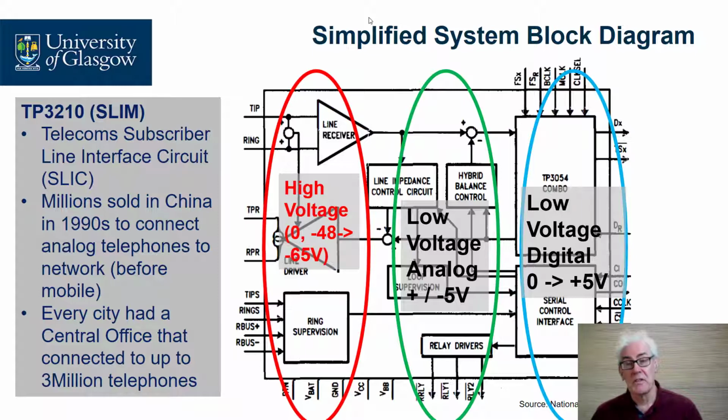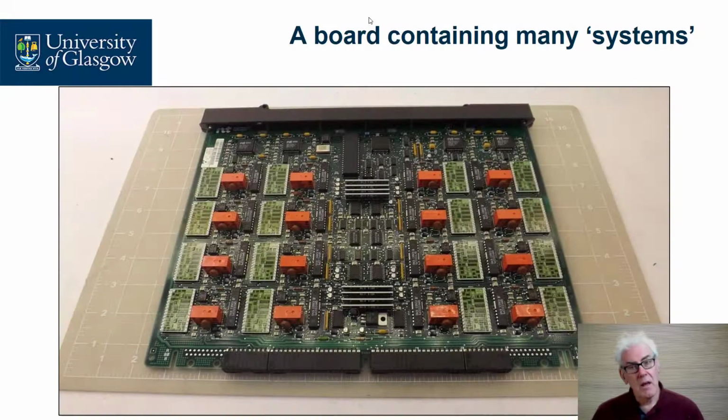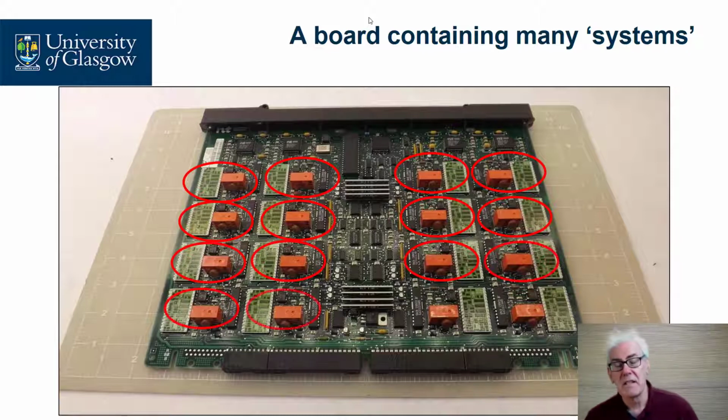And my role in the system was to look after the high voltage analog part, which ran from 48 to 55 volts, but also had to deal with things like lightning strikes and people connecting the power grid onto the network. These in turn were integrated into circuit boards. And here we see a typical 16-channel circuit board containing many of the analog systems into a super system.